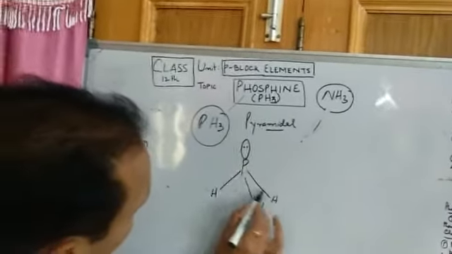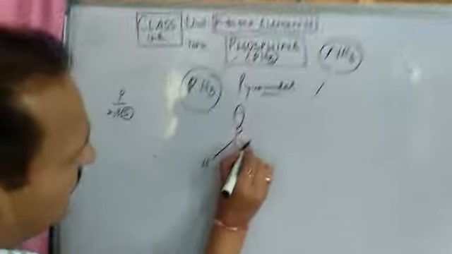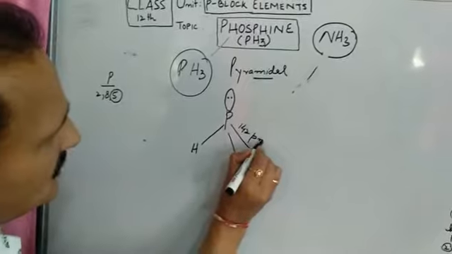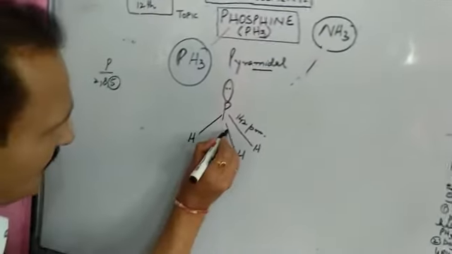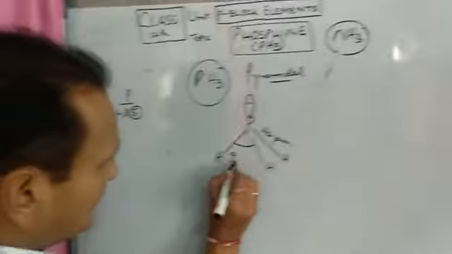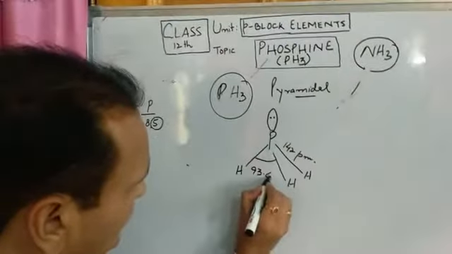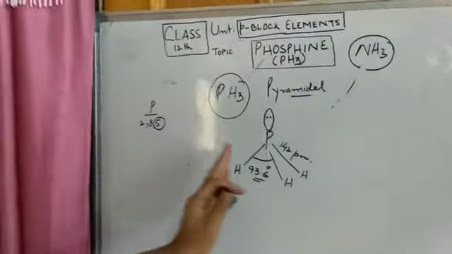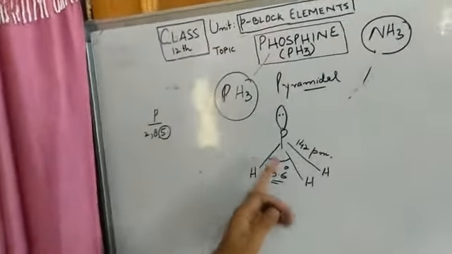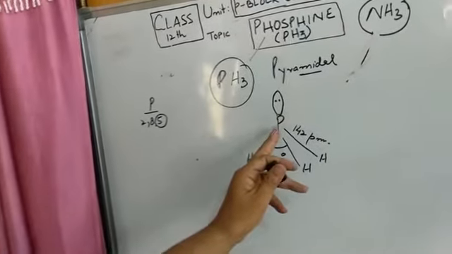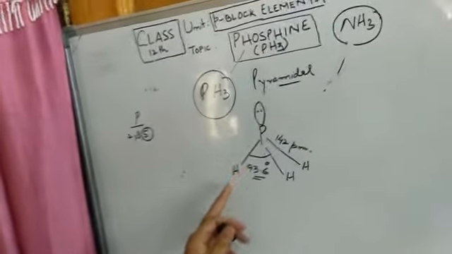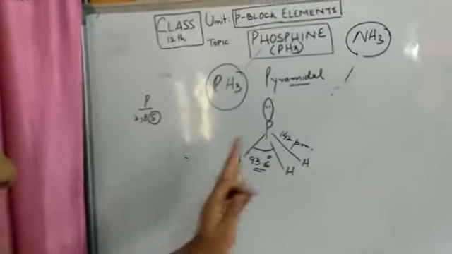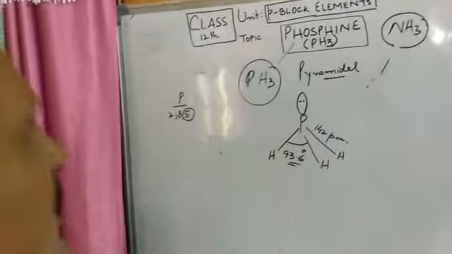As far as the bond length is concerned, in case of phosphine it is 142 picometer, and the bond angle is 93.6 degree. So this is the structure of phosphine. It has a pyramidal structure. The 3 hydrogen atoms are attached to the central phosphorus atom by covalent bonds. Then we have a lone pair of electrons on the phosphorus atom.